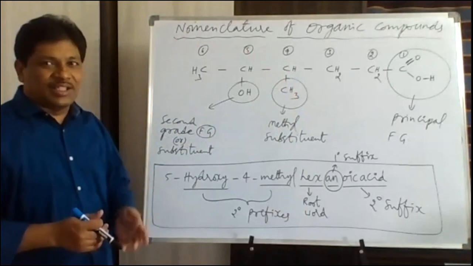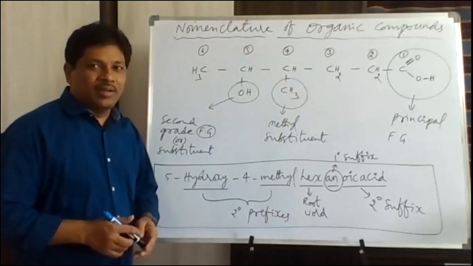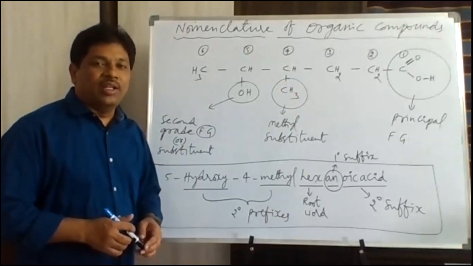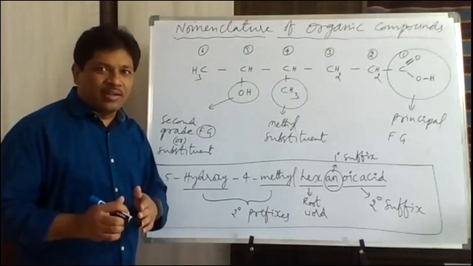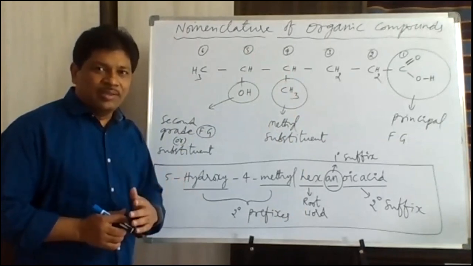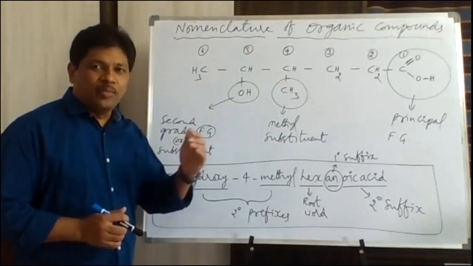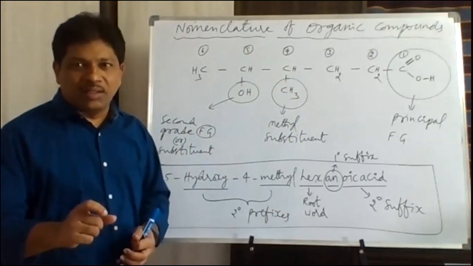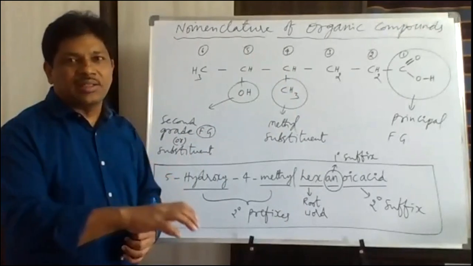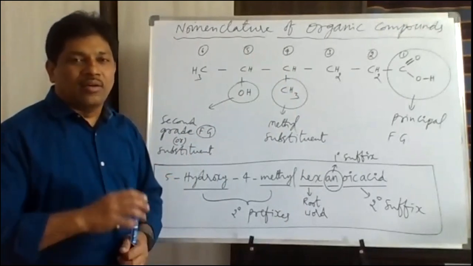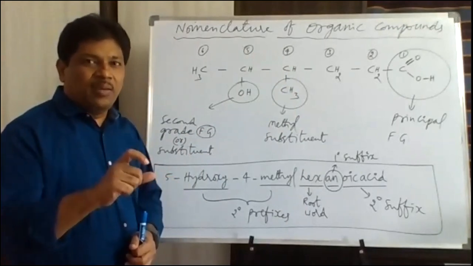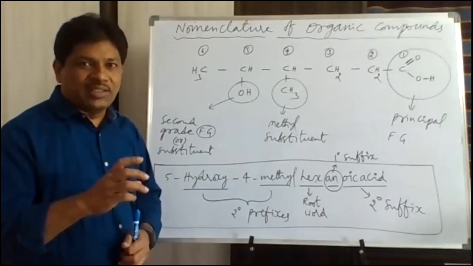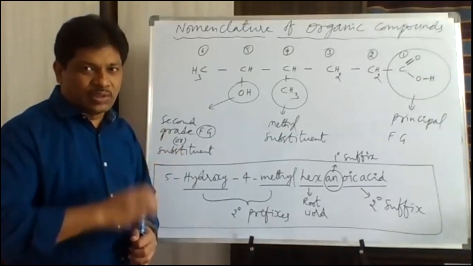So already in the previous session we have discussed the main parts of the IUPAC name of an organic compound. Every IUPAC name mainly contains three parts: root word, suffix and prefix. Root word represents the number of carbon atoms present in the given parent compound, the parent chain. The name written before the word root is called the prefix, and the suffix is written after the word root.